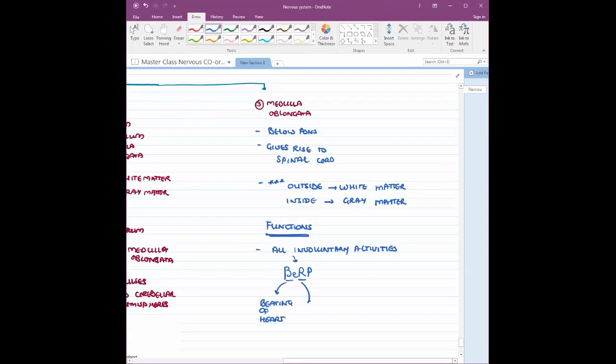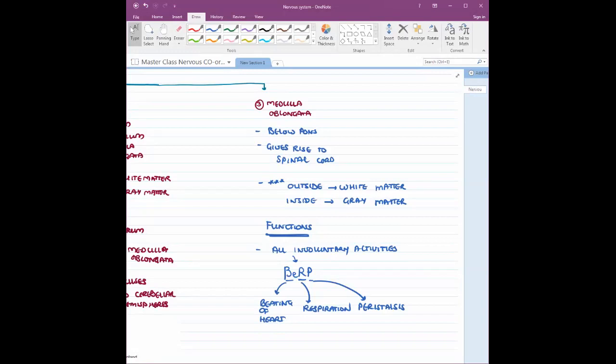Beating of the heart, respiration, and peristalsis. And that is why, guys, if by any chance there is any kind of injury or damage to the medulla oblongata, it immediately results in the death of the person. Why? Because medulla controls all the important vital activities of the body, like beating of the heart, respiration, and peristalsis. This is generally asked as a give-reason question.